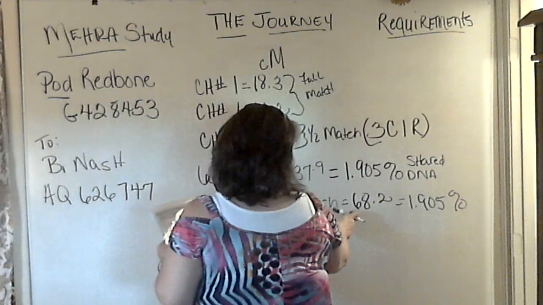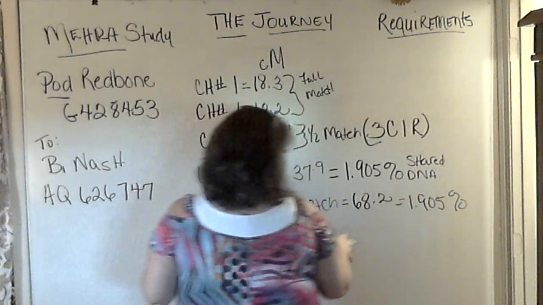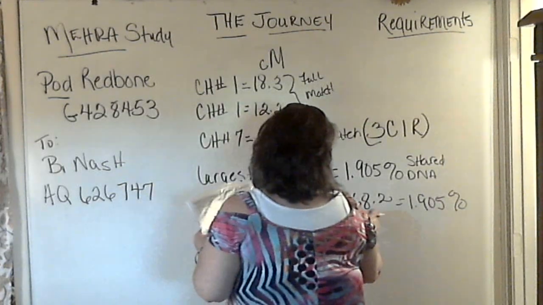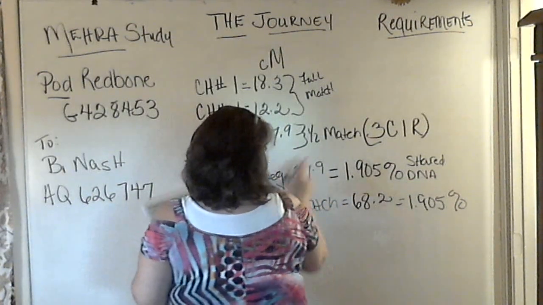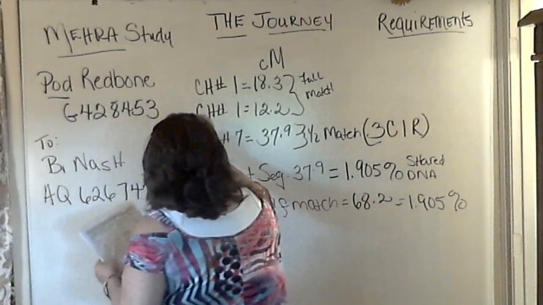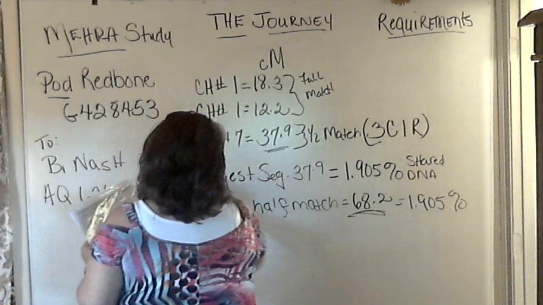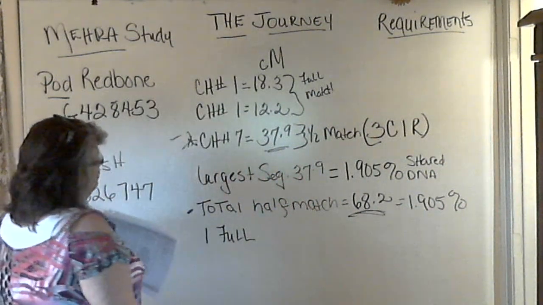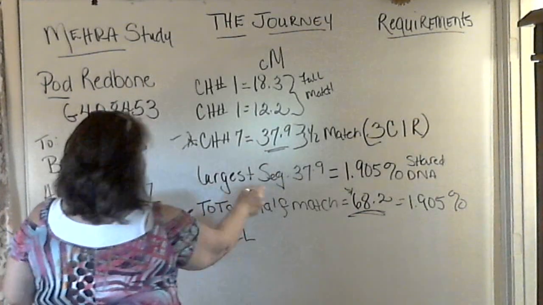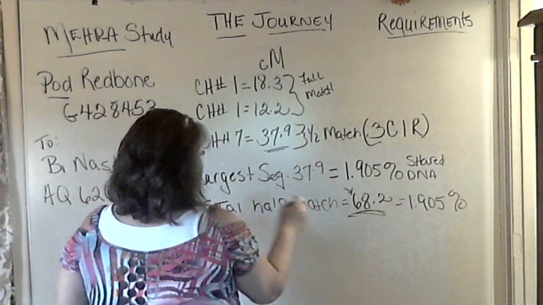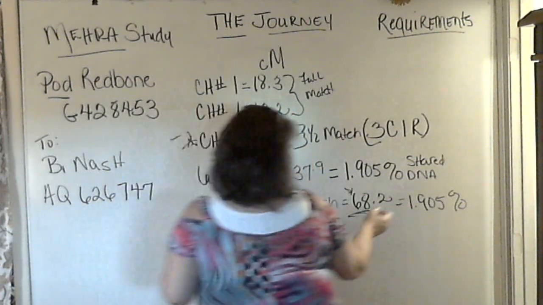And then on our half match, see that doesn't look right. Why does it say chromosome 3? I don't know. I'm going to have to look into that. Why does the total half match equal 68.2, but up here it equals 37.9? I'm not quite sure of that. That's something I'll have to find out. Why is this total less than this, if this is the half match and this is the half match? So that's something we gotta find out about. All right. Now, our largest segment, oh, I see, was 37.9. Total half match, 68.2. Yeah, that'd be 68.2, I guess.